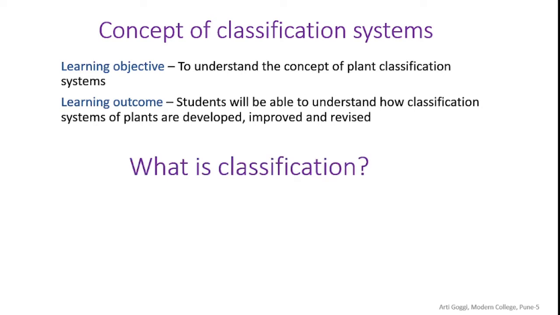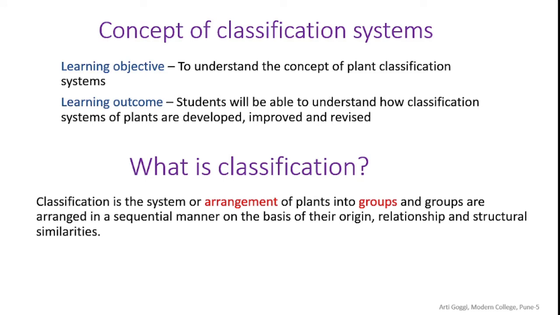So the first thing to be answered is, what is classification? We know that classification is a process where plants are grouped and these groups are arranged. The arrangement of groups is in a sequential manner, and this may be on the basis of origin, relationship or structural similarities. So grouping of the plants is a classification.